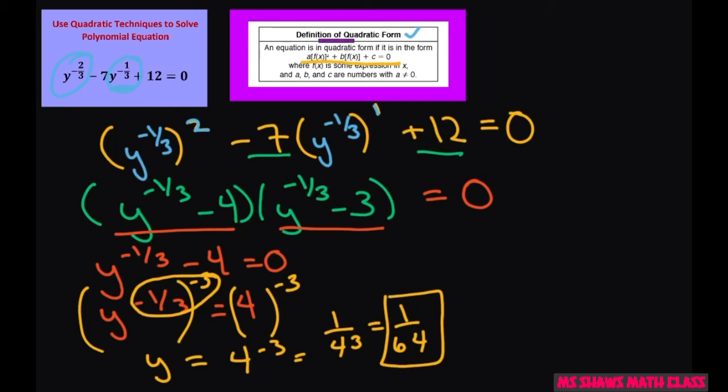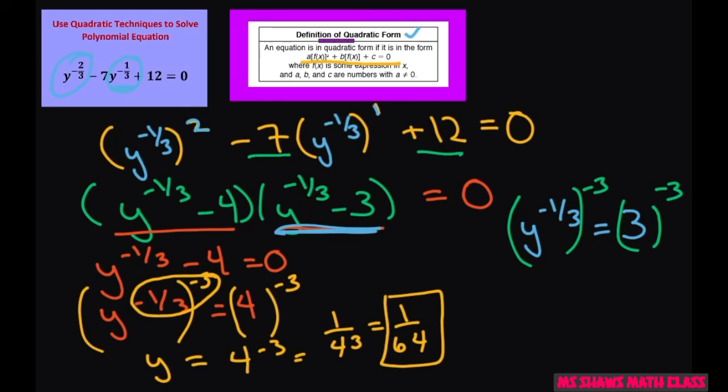So that's one solution. And we just have to do the same thing with this. So we're just going to write y to the negative 1/3 equals 3. Go ahead and add that 3 to both sides. Now power each side by negative 3. This isolates your y, because that's going to be positive 1. Y to the first power is just y. 3 to the negative 3 is the same as 1 divided by 3 cubed. And so that's going to be y equals 1 divided by 27.